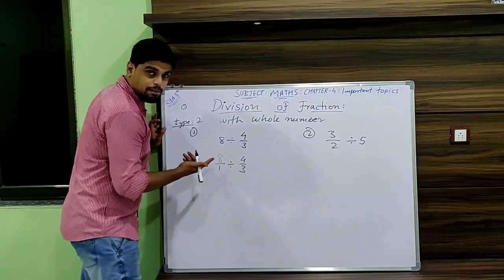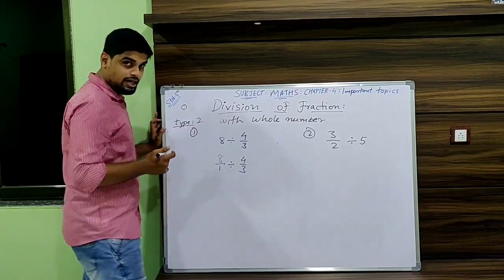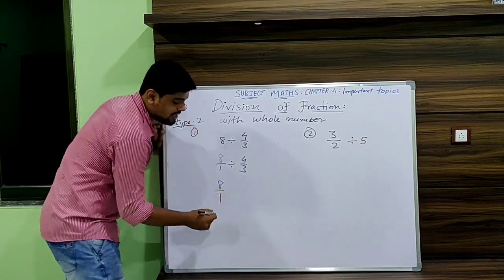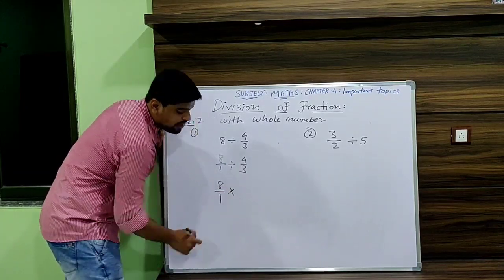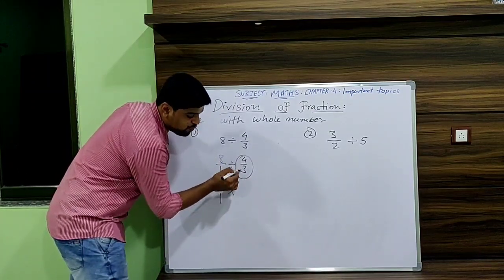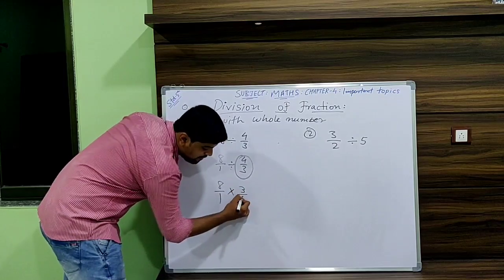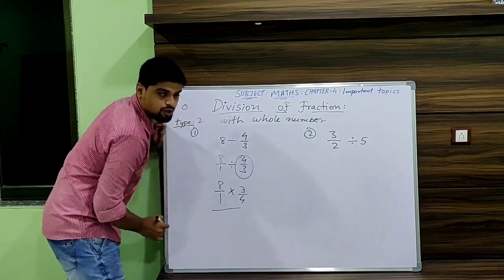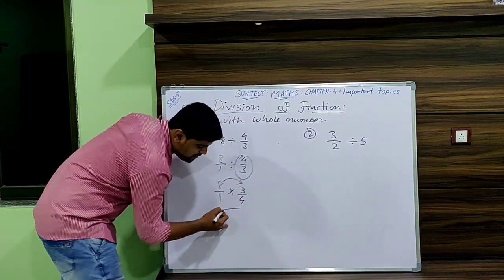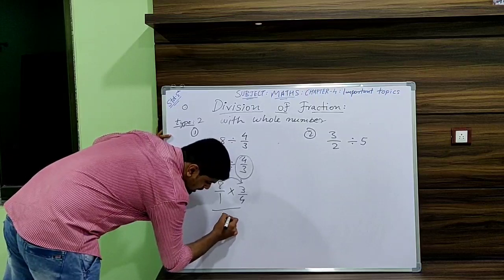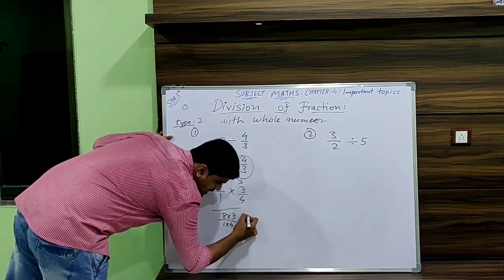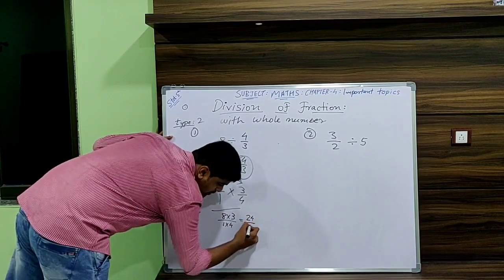Now this is the simple division which we have already done. How to do a division? We have to write the first term as it is. We have to change division into multiplication and we have to take the reciprocal of the second term. That is 4 by 3 will become 3 by 4. Now from this step we have to do simply multiplication. We have to just multiply 8 with 3 and 1 with 4. That is 8 into 3 divided by 1 into 4. That will become 8 3s are 24 and 4.